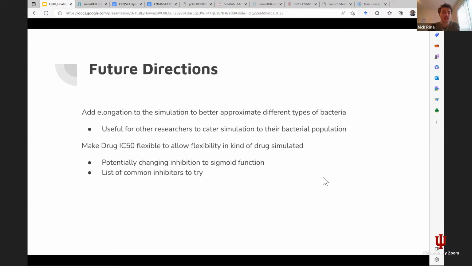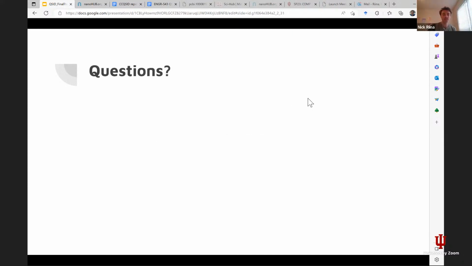And then our last little piece of our presentation is just our remaining future directions that we thought about doing. The first still being adding elongation to better simulate certain bacterial populations, because we really envisioned this model being useful for many different researchers, and then also including the IC50 flexibility. So yes, that is our presentation. Thank you guys for your time. And we'll now be taking questions.